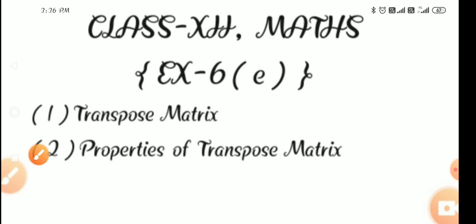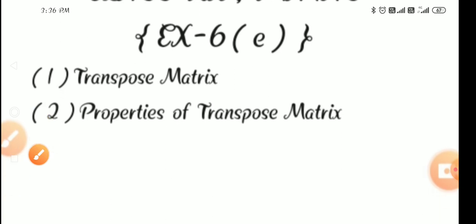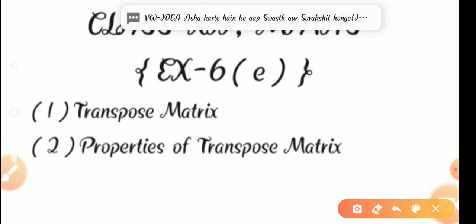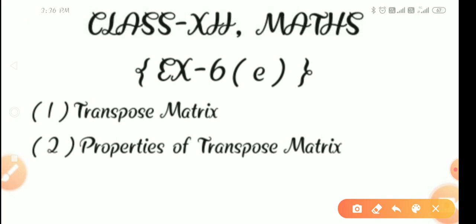So first point is, you can see here, transpose matrix. What is transpose matrix? You know, if a matrix is given and if you convert its rows into columns and columns into rows, or in other words we can say rows and columns are interchanged, so the resulting matrix will be the transpose of the given matrix.